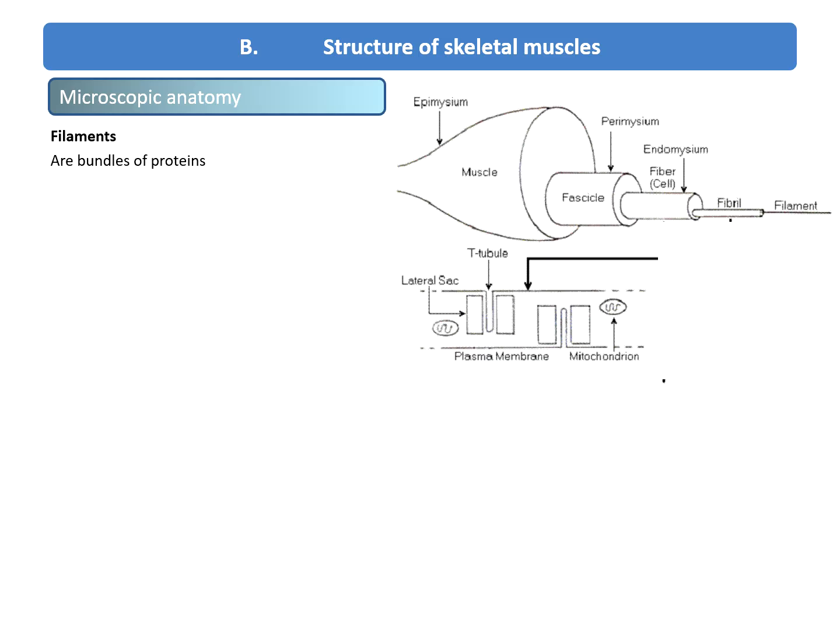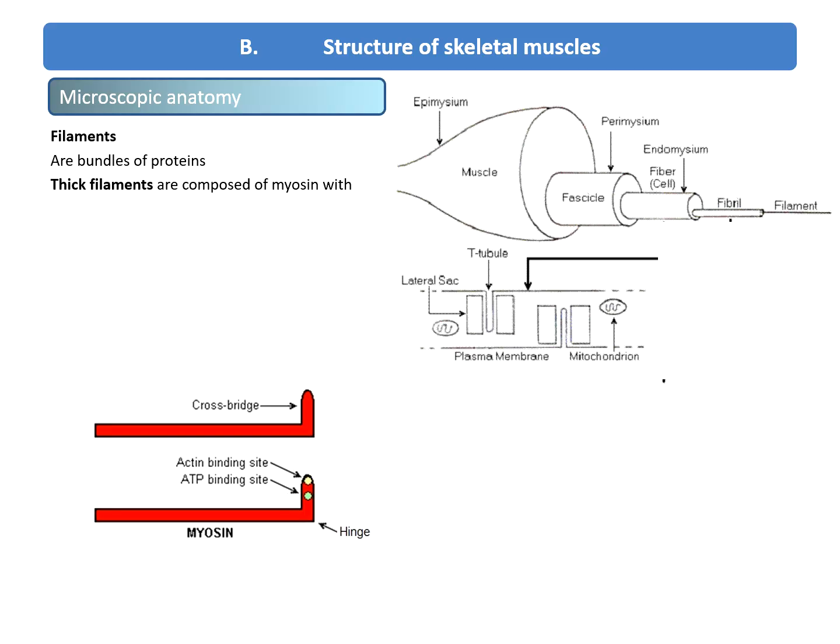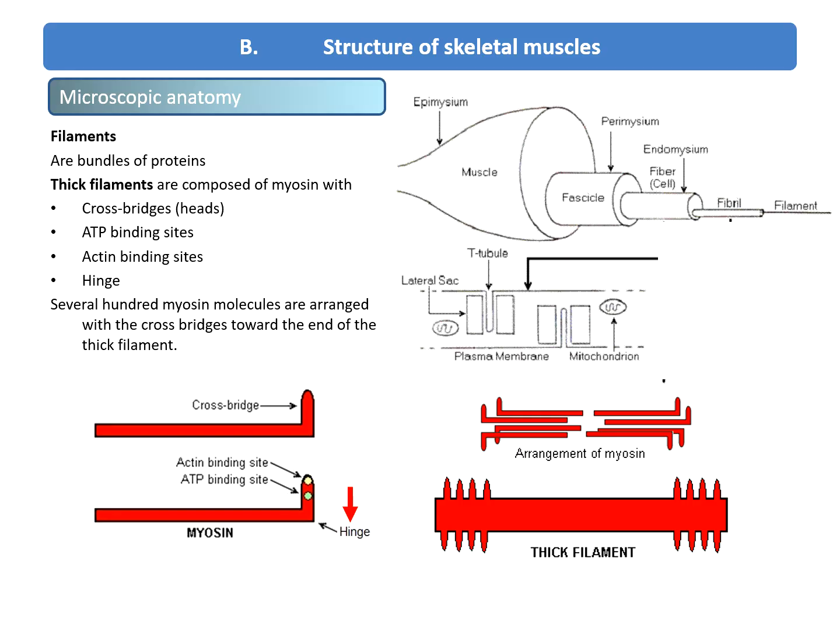What about the filaments? Filaments are bundles of proteins. There are thick filaments. They're composed of myosin. Myosin is shaped roughly like a golf club. It contains cross bridges, or the head of the myosin. It contains ATP binding sites. It contains an actin binding site and a hinge. Several hundred myosin molecules are arranged with the cross bridges toward the end of the thick filament.